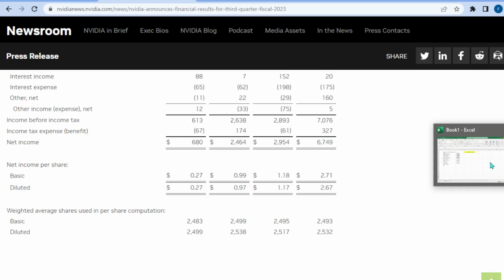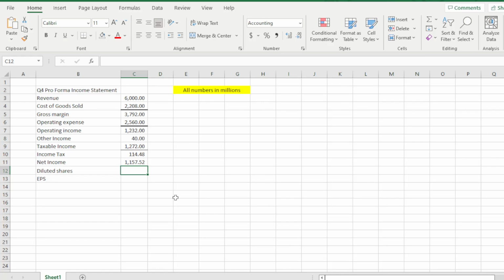So we're going to go ahead and plug that number in. So that is 2,499. All right, so what is the earnings per share? The earnings per share is always going to be net income divided by the diluted shares outstanding. So that is 46 cents. So that's essentially how you calculate that.